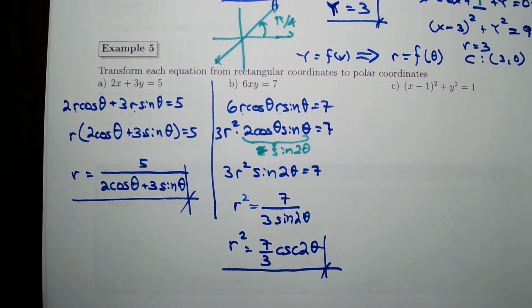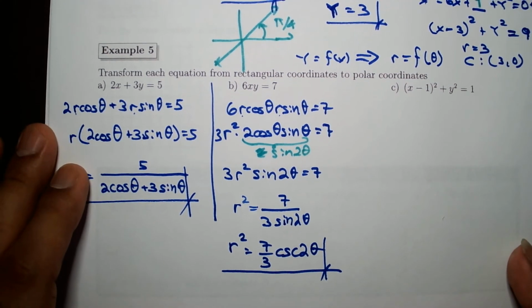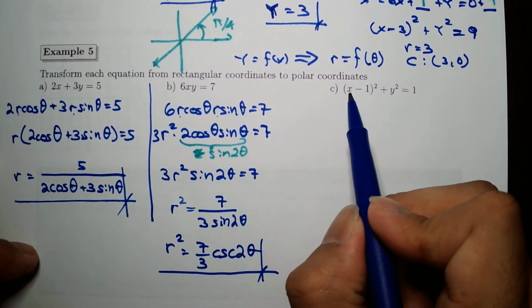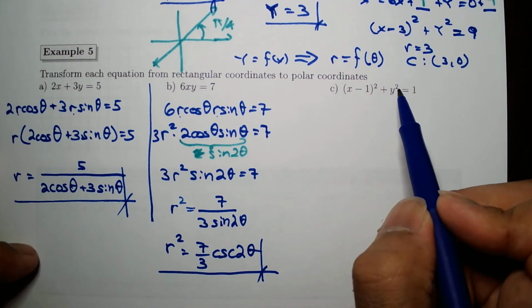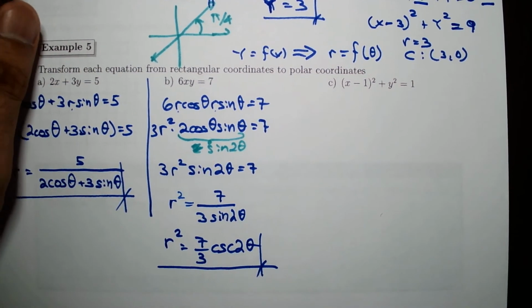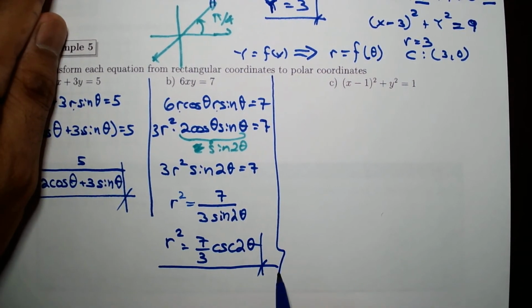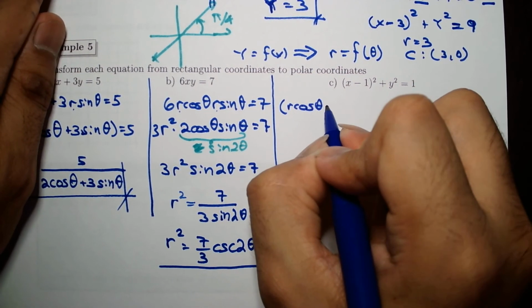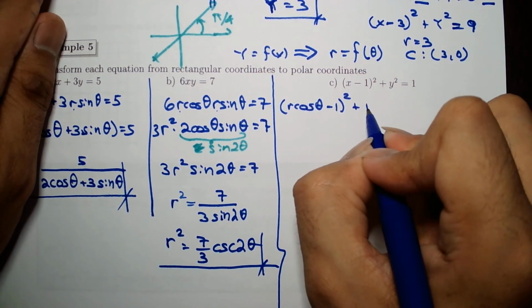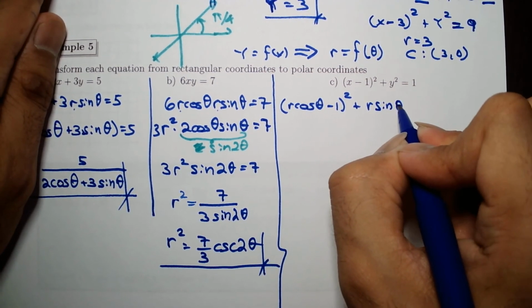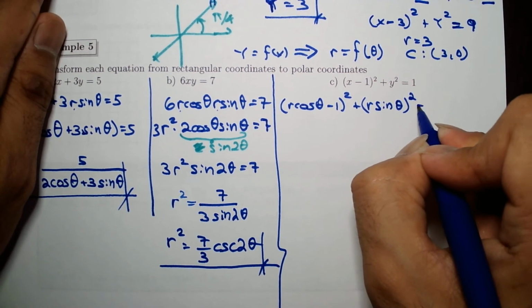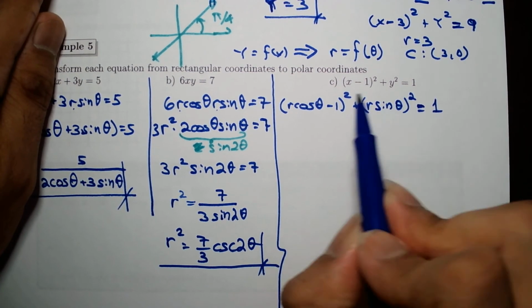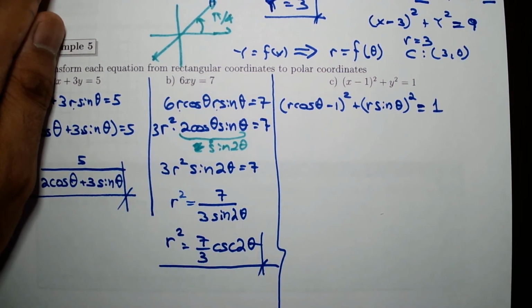All right. Let's do one more. The first thing you want to do here is replace x with r cos theta and y with r sine theta. So we have r cos theta minus 1, quantity squared, plus r sine theta, the whole quantity squared, equals 1. I'm just replacing y with r sine theta and x with r cos theta.